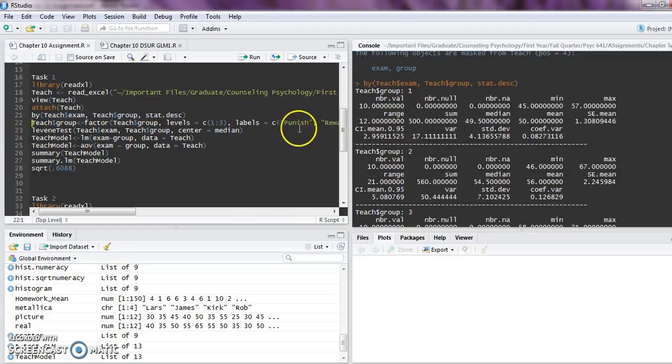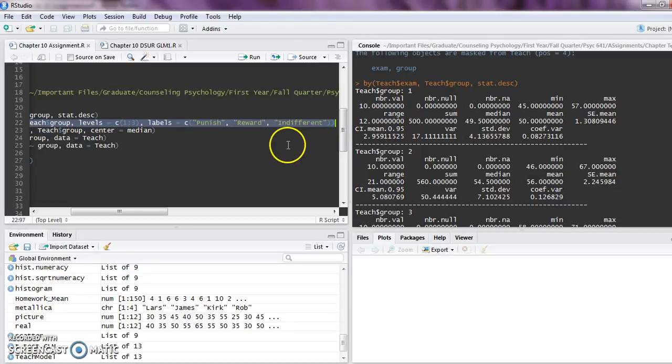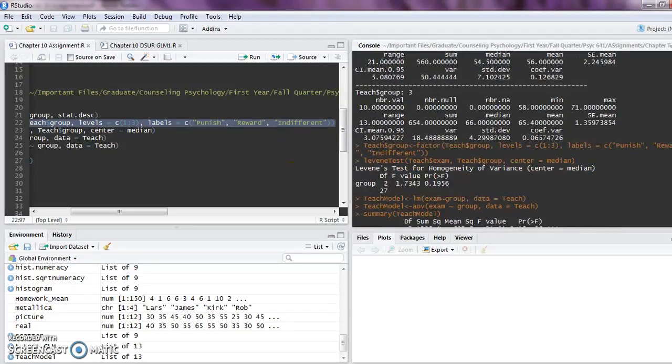So then we're asked to run, not run, but set the categorical variable group to factor. And this is my command here. Essentially what that command did was set the group levels, so group 1, group 2, group 3, to being labeled as punish, reward, and indifferent respectively. I did this because this was how it was presented in the problem, so I just ran with it.